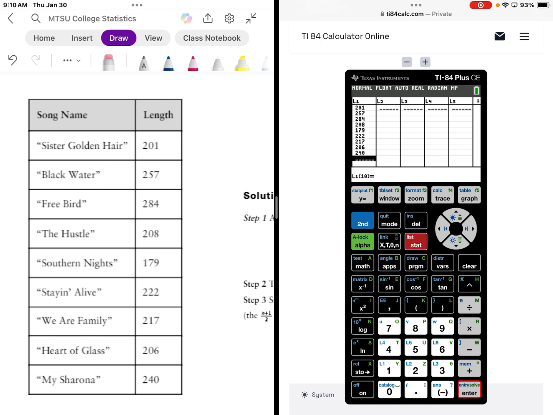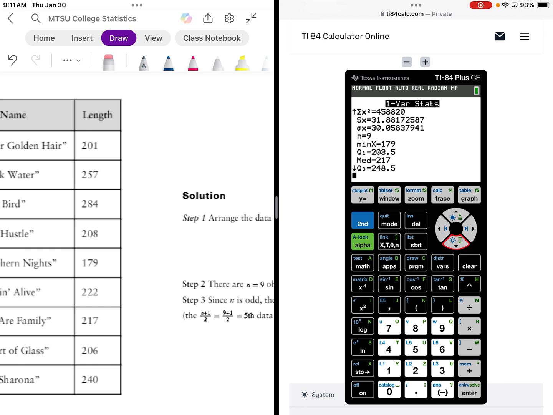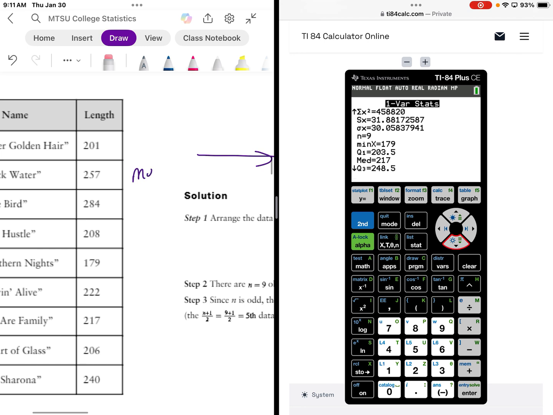Then I'm going to do stat, calculate, one var stats, calculate it. And then I'm going to scroll down, and they tell me on this thing, 217. I see that on my screen, right there, even with that arrow. So my median is 217. We did notice earlier in the book, they use the capital M to stand for median, as we do things.